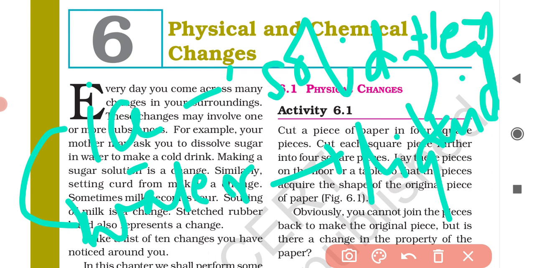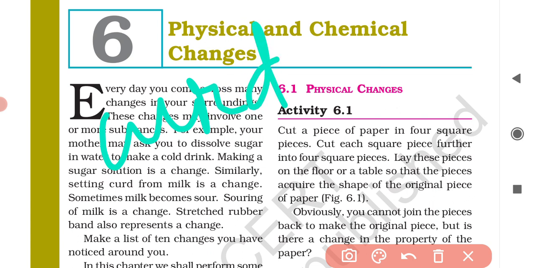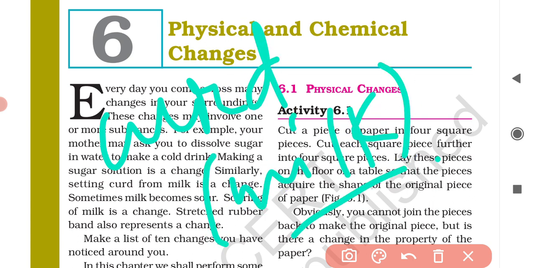So similarly, many changes are taking place all around us, and some of the changes even can be observed by us in our everyday life. Like say formation of curd from milk. Curd, you know, right? From what will curd be formed? Curd will be formed from milk. Yes or no?